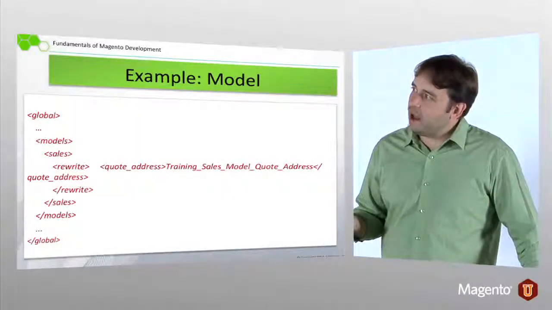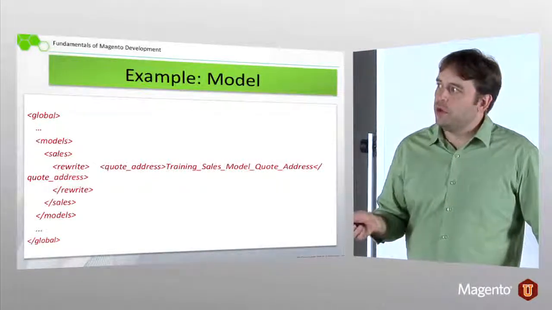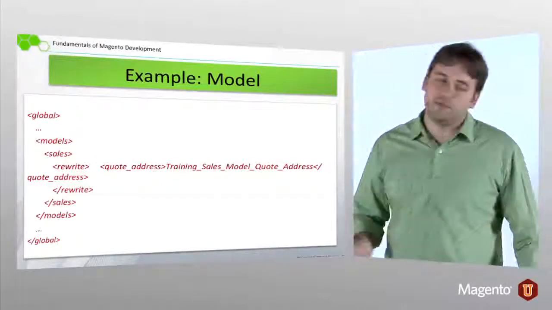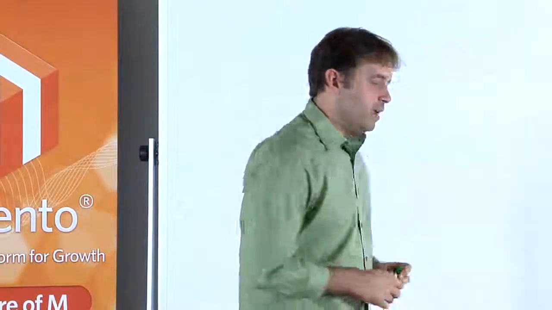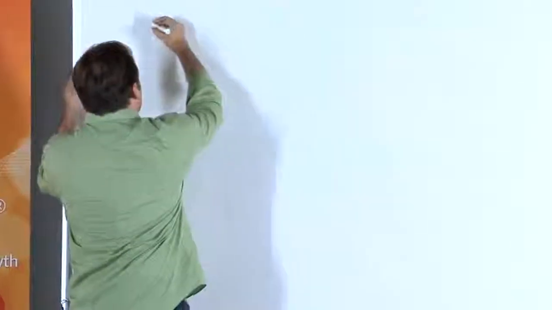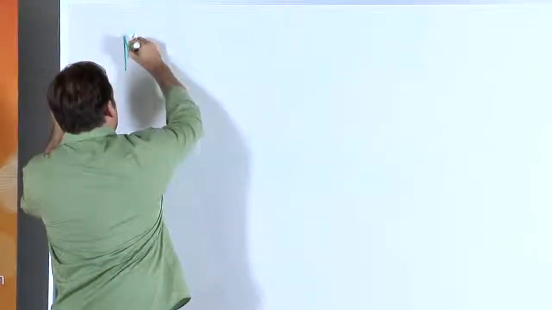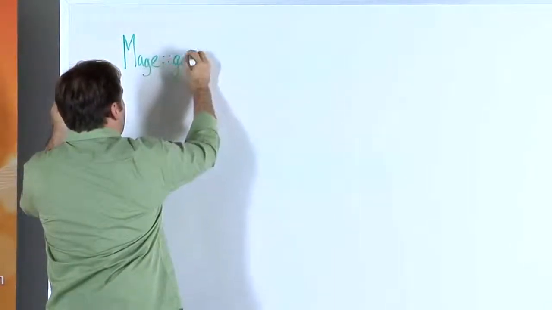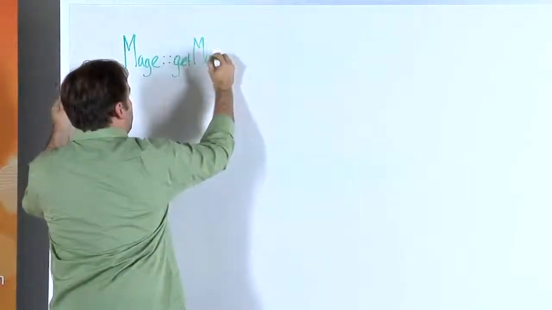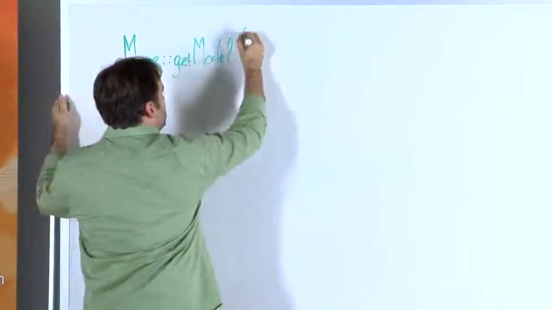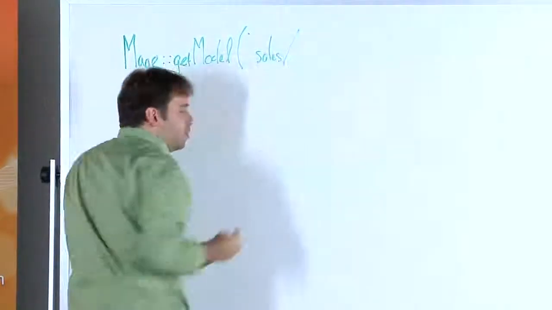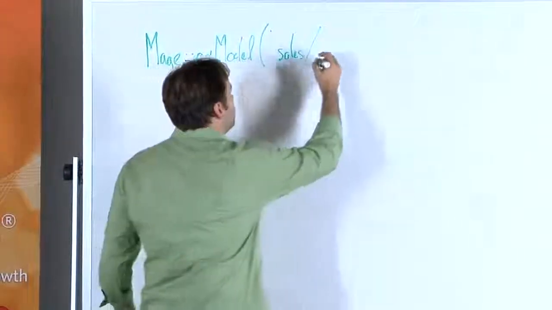We're going to take our node, this rewrite node, and pass in quote address, and then pass in a full class name. So what that config object does, we might see this call. Let's see. Mage get model, sales, and then what are we getting? We're getting quote address.